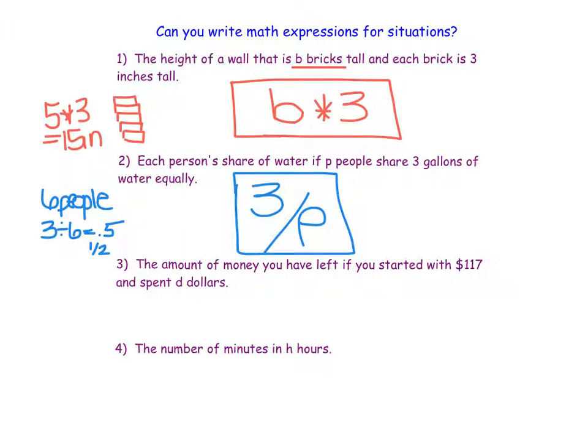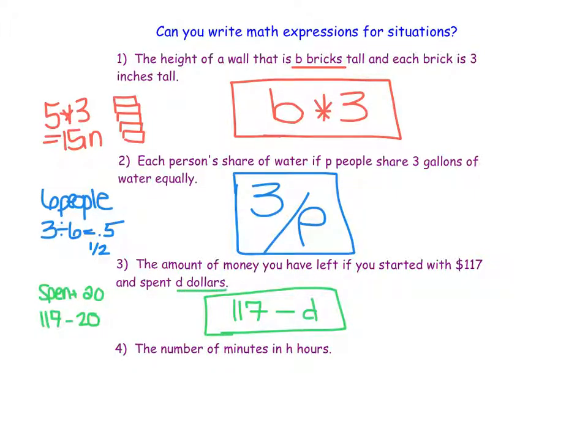All right, so this next problem says the amount of money you have left if you started with $117 and spent D dollars. So again, let's pretend we have a real life situation. Let's pretend that we spent $20 and figure out what operation we would use. Well, we started with $117 and we spent $20. So I'm automatically thinking, okay, I'm going to subtract the 20. That's telling me that when I write my expression, I'm going to utilize the subtraction symbol. So I'm going to start with $117 and I'm going to subtract out the number of dollars I spent, which in this case is D.